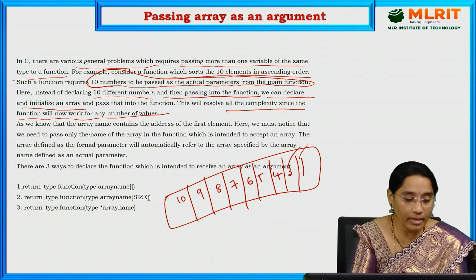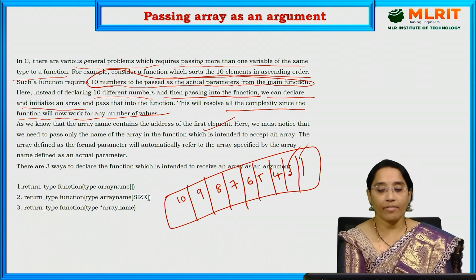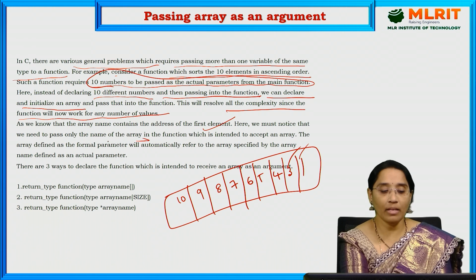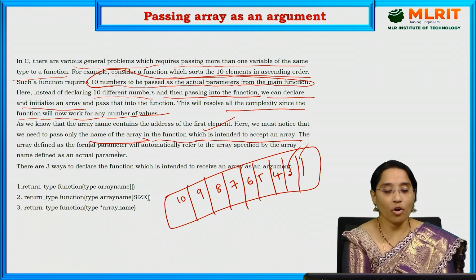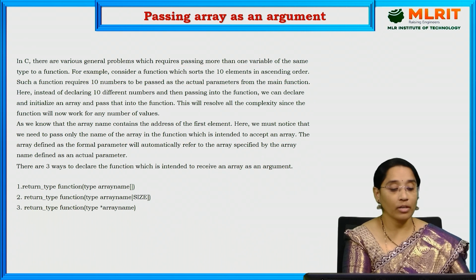As we know, the array name contains the address of the first element. Here we must notice that we need to pass only the name of the array in the function which is intended to accept an array. The array is defined as a formal parameter, which automatically refers to the array size specified. We will see with an example so that you will understand.